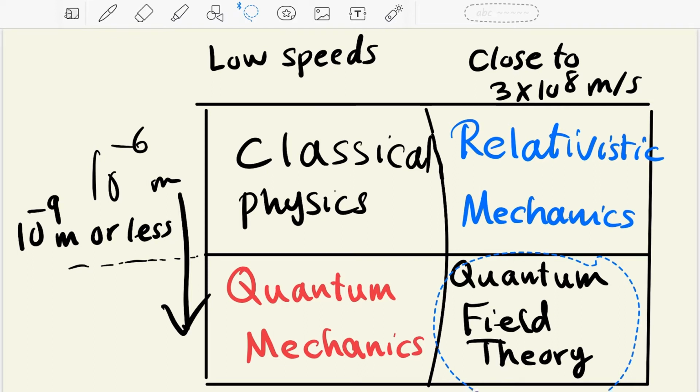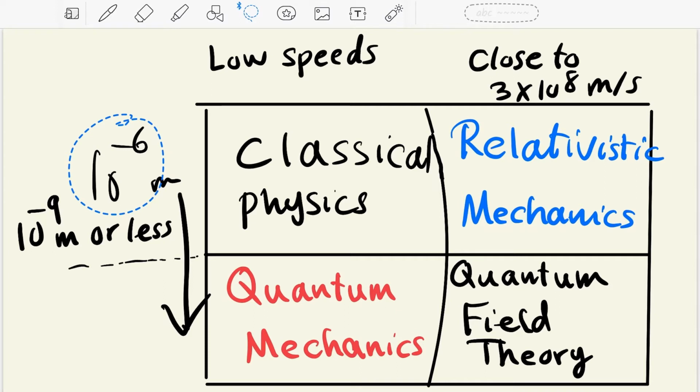One thing that I should emphasize is that there is not a sharp or clear border between these domains. For example, at some dimensions like 10 to the power of minus 6 meter, we may observe some quantum features, but classical physics is still good enough.